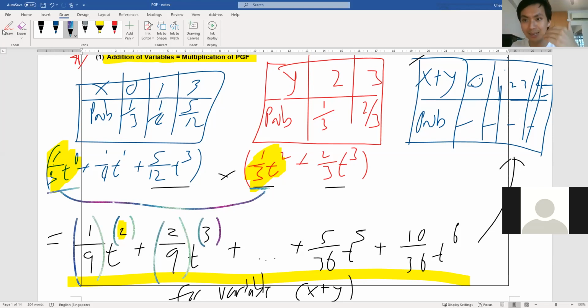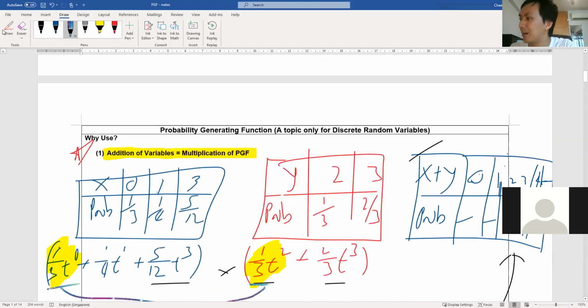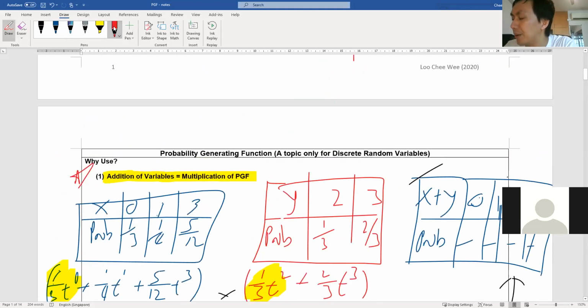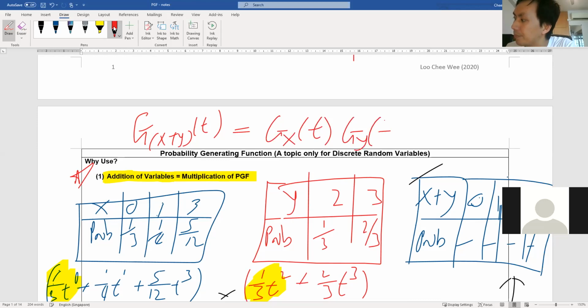That is the first key aspect of PGF, okay? So we usually write something like this. The probability generating function of the addition of two variables, like this, with the dummy variable t, of course, is simply the multiplication of their individual PGF. Okay, across the board, the dummy variable will always be t. You're not going to use a different letter for a different function.